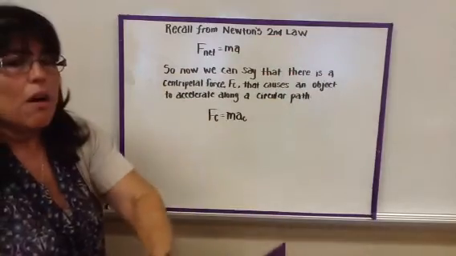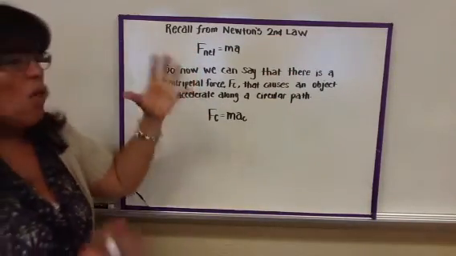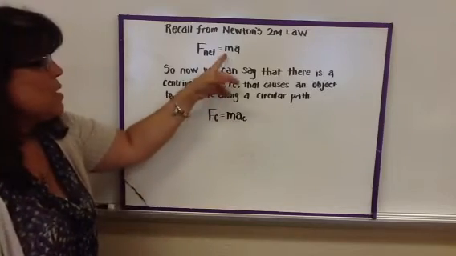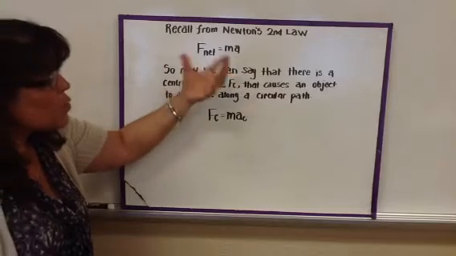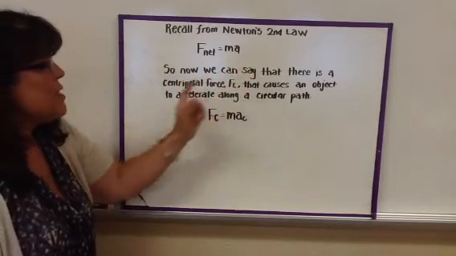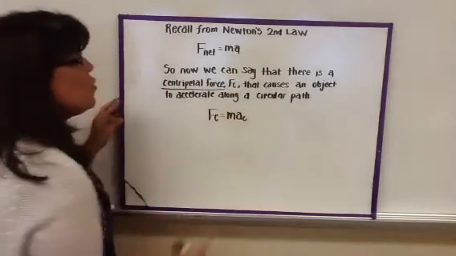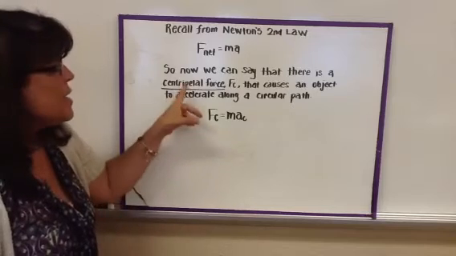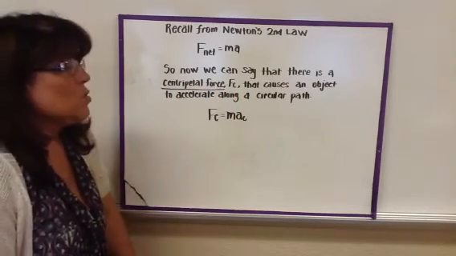Okay, we'll recall from Newton's second law. Newton's second law tells us that all the forces have to be equal to mass times acceleration. So what creates the acceleration is a force. So now we can say that there is a centripetal force. Okay, so we've been talking just about force. We have one more force to add, centripetal force, that causes an object to accelerate along a circular path.